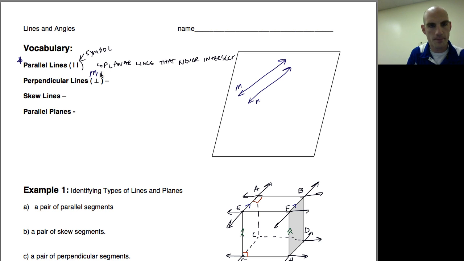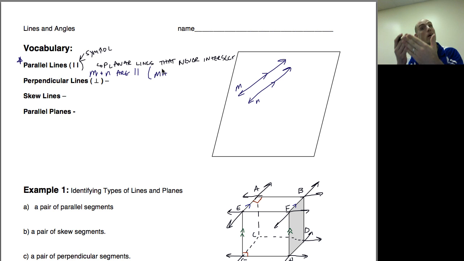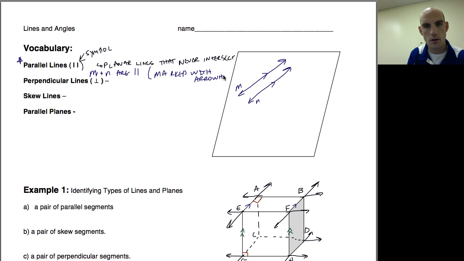So M and N are parallel. And I'm going to mark them with little arrowheads in the middle to say that they're parallel. So they each have one arrowhead in the middle, which means they're parallel. Marked with an arrowhead.